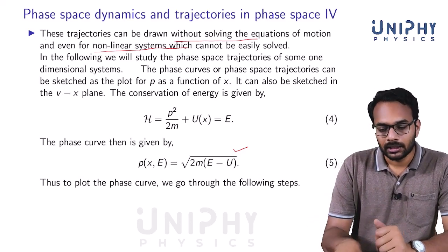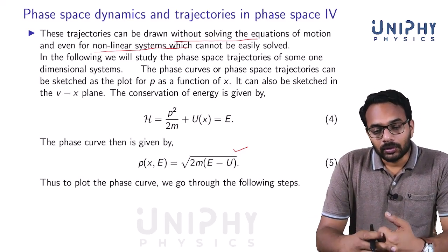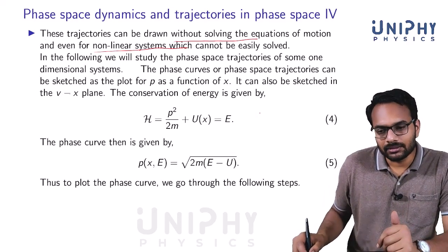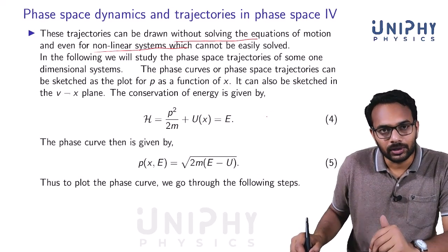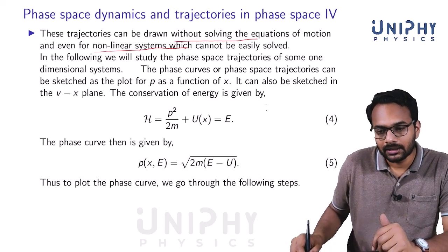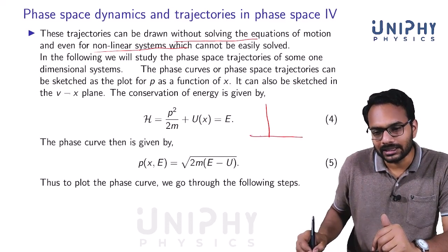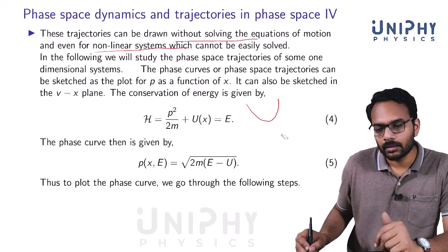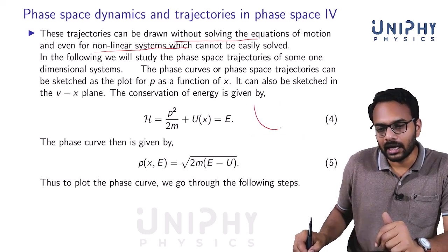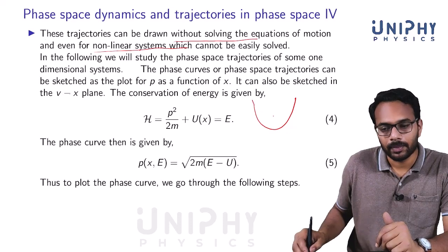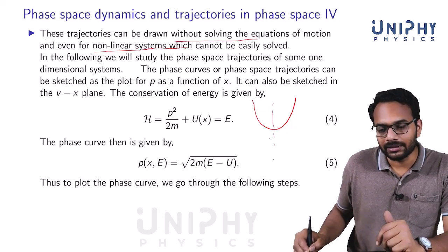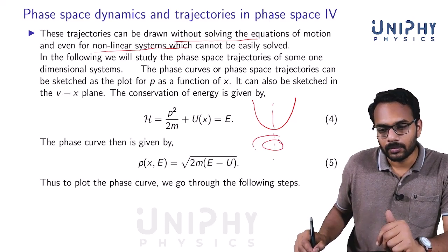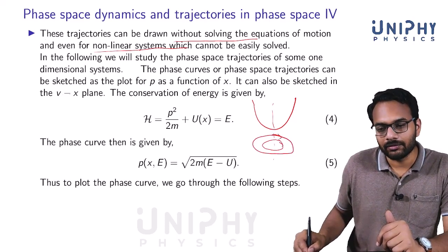Now, in order to plot the phase curve, we go through some steps, but I'll just give you an example before we go on. For example, take a simple harmonic oscillator. We'll be discussing this in more detail, but I'll just give it to you here. The potential, half kx squared, is a parabola. What we'll see is that we have concentric ellipses as trajectories.